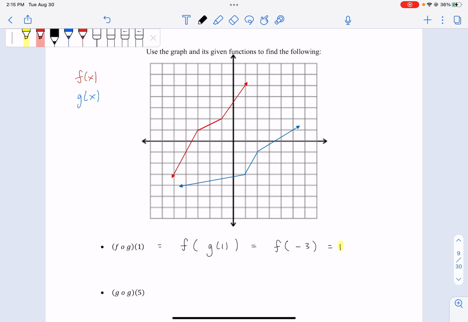We can go ahead and do f of g of 5. So let's do what g of 5 is first. 1, 2, 3, 4, 5. G of 5 is 1. So this is the same thing as g of 1, because g of 5 and 1 are the same thing. So I'll take the 1 and replace that. G of 1 is just negative 3.